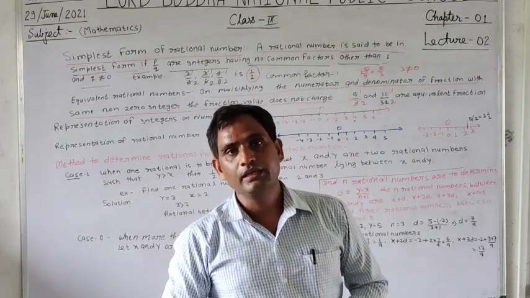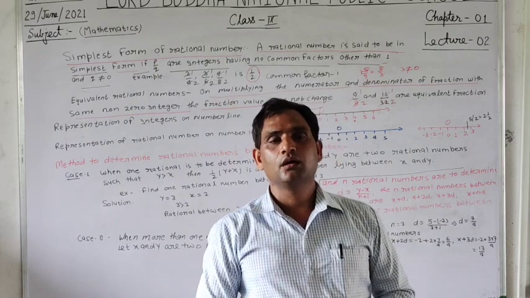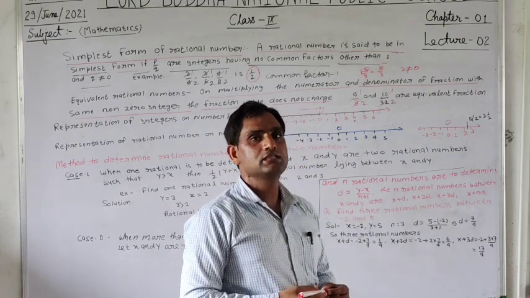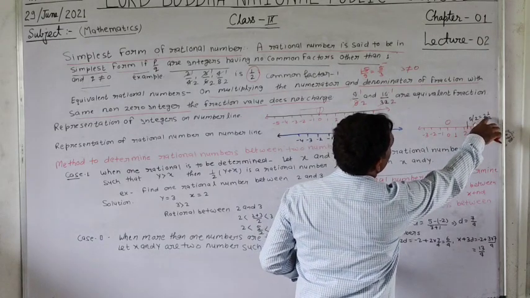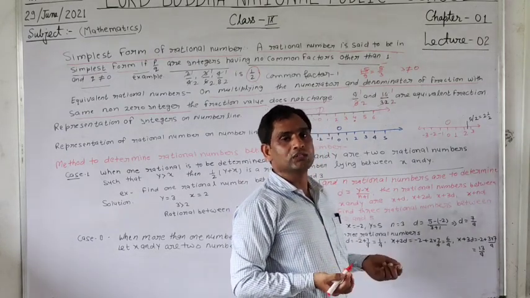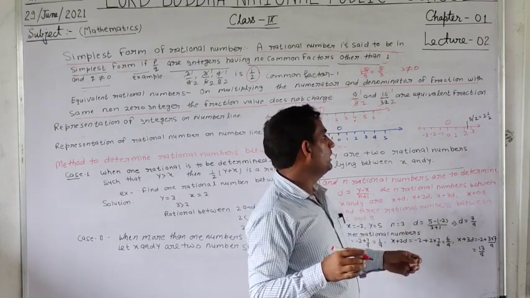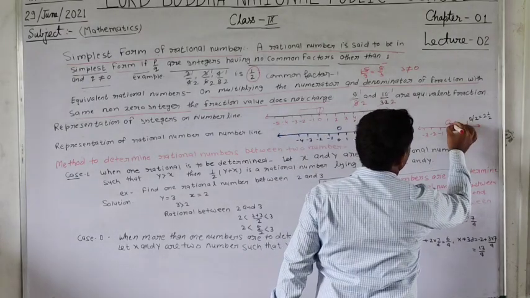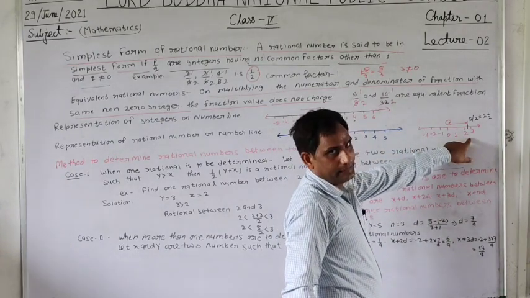If, for example, anyone says that you represent 5/2 on the number line, then first of all, we write this fraction as 5/2, which can be written as 2 whole 1 by 2. It means that we have to take 2 unit lengths to the positive side. After that, one section will be divided into 2 parts, and this length will represent 5/2 on this number line.